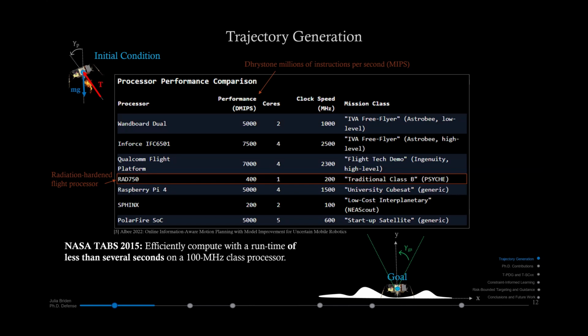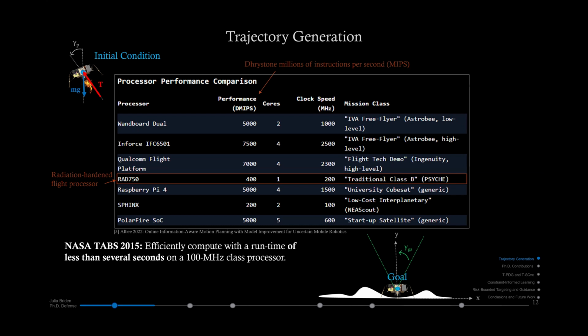And so if we compare the RAD 750 to alternative processors, even a Raspberry Pi 4, it's significantly lower in performance, specifically millions of instructions per second, as well as clock speed, compared to even a Raspberry Pi. And we have a current NASA TABS requirement of efficiently computing large diverts, or these spacecraft guidance trajectories, in less than several seconds on a 100 megahertz class processor. So that's even lower performance compared to the RAD 750.